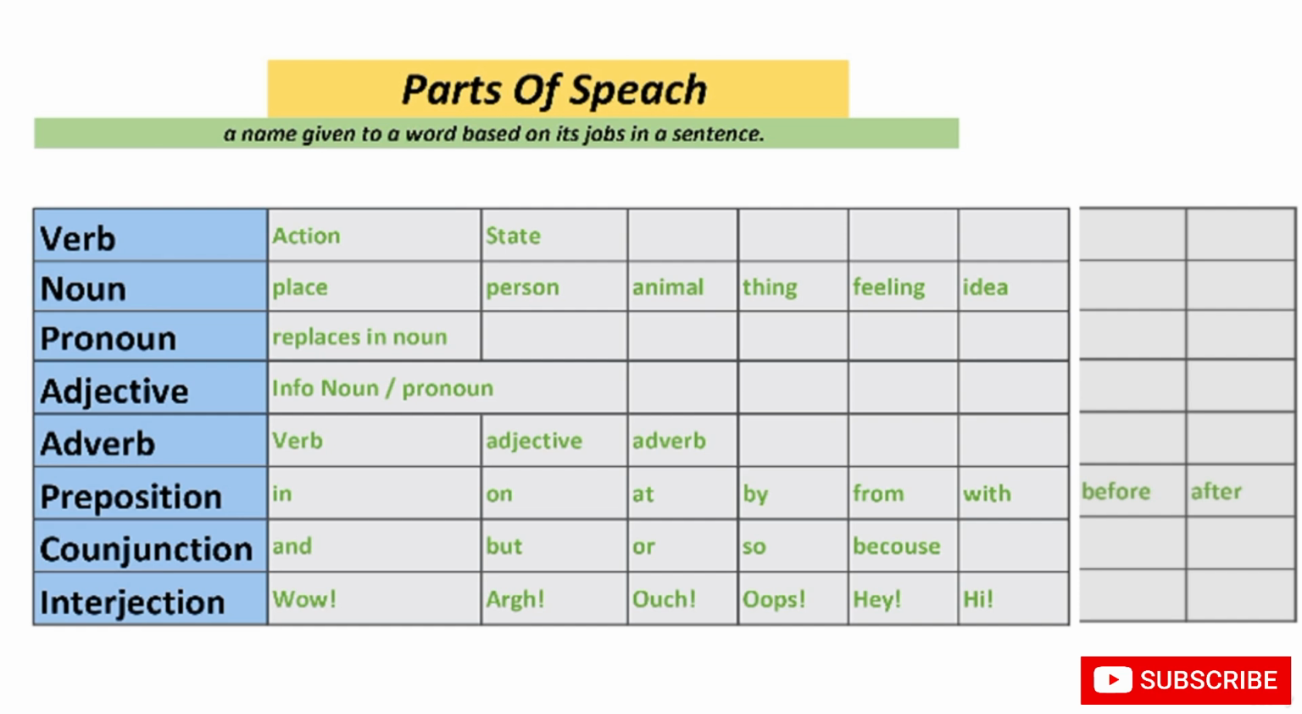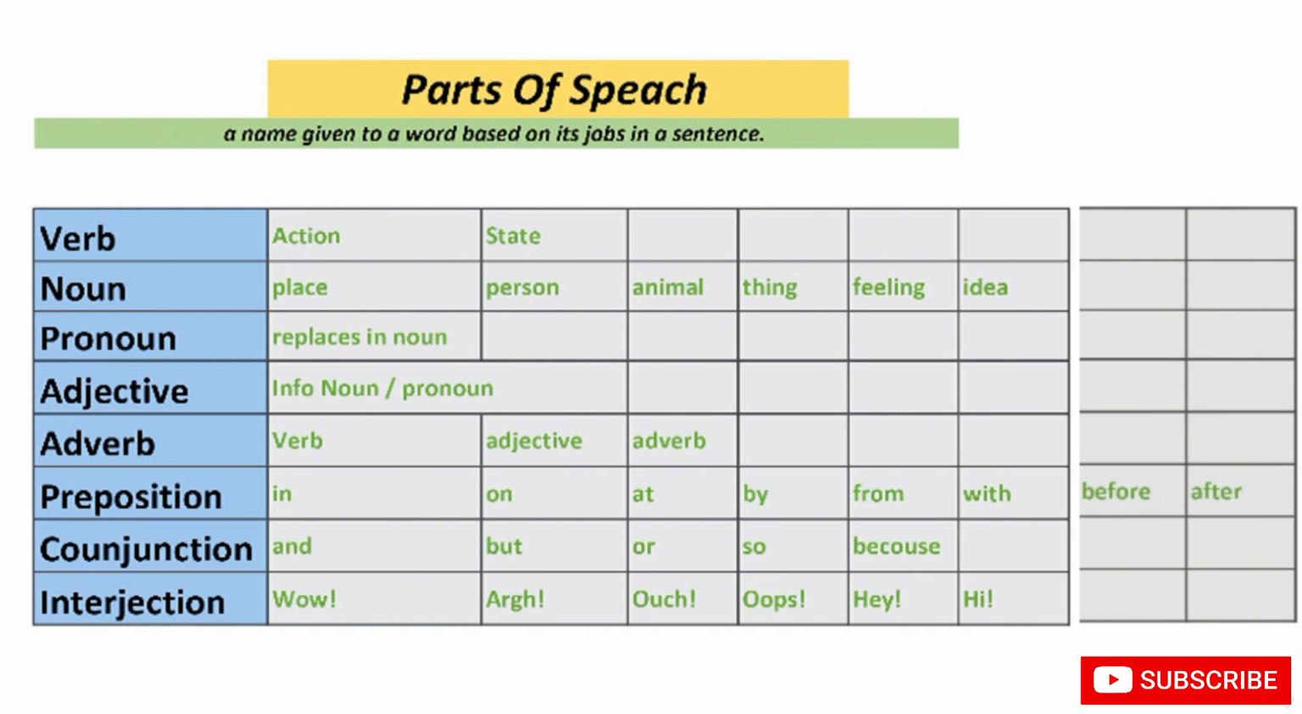Okay, so first of all, what is a part of speech? Well, a part of speech is just the name given to a word based on the job that it does in a sentence. Think of parts of speech as being kind of like job titles. Just like a person can be a teacher or a doctor or a lawyer, a word can be a verb, an adjective, a noun, etc., depending on the job that it does in a sentence.